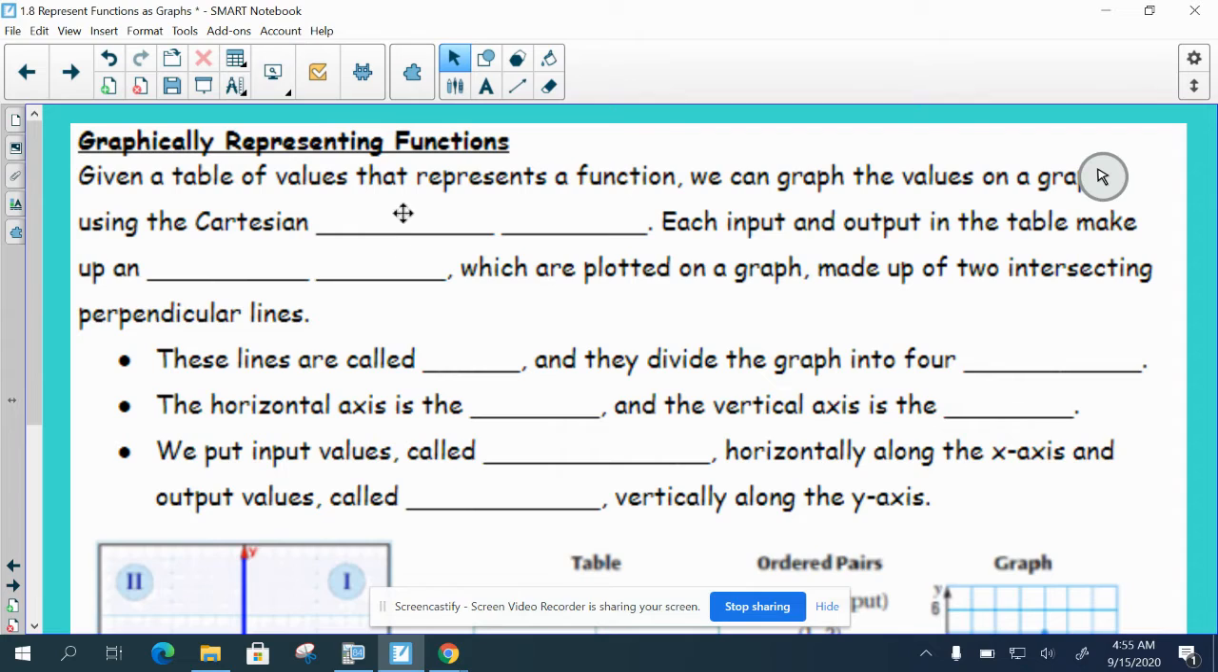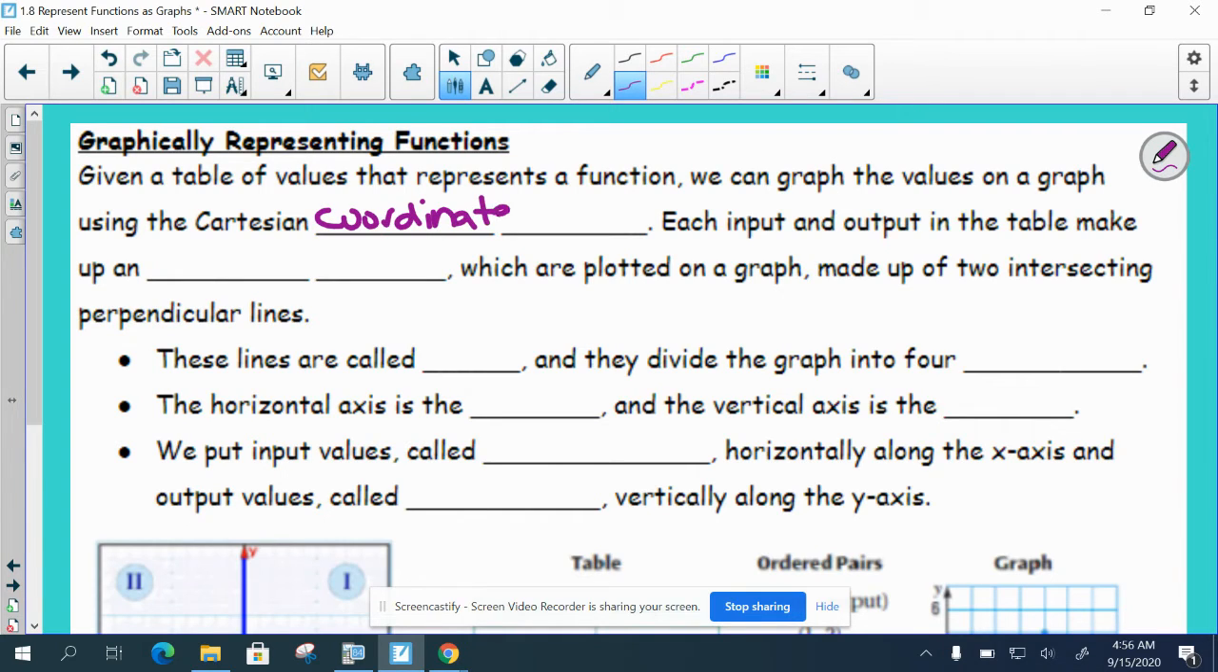So for graphically representing functions, given a table of values that represents a function, we can graph the values using the Cartesian coordinate plane. You are familiar with the coordinate plane. It has your x and y axis, and that's where you put points. Each input and output in the table make up an ordered pair, and you list an ordered pair using parentheses, like x comma y.